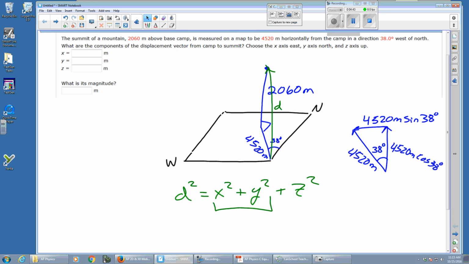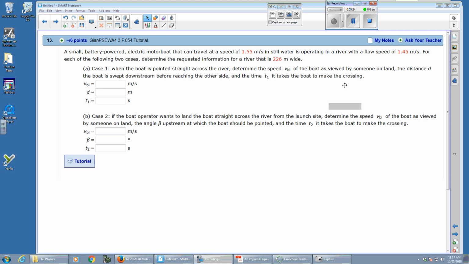Yay! Questions? Did you put in positive or negative? That's why. It's pointing west, so all you need to do is put in the negative of it. Any other questions, comments, helps I can give on this one? All right, number 13.